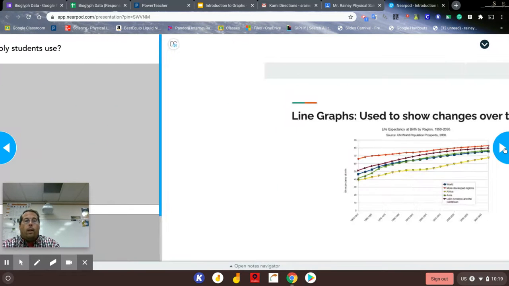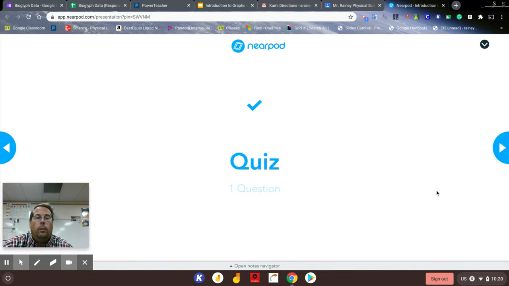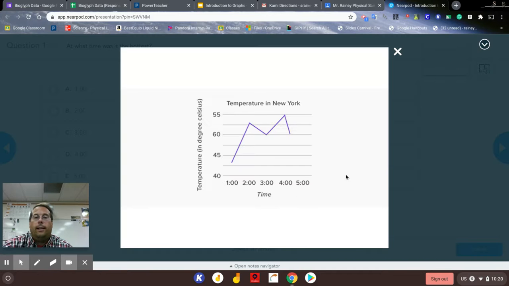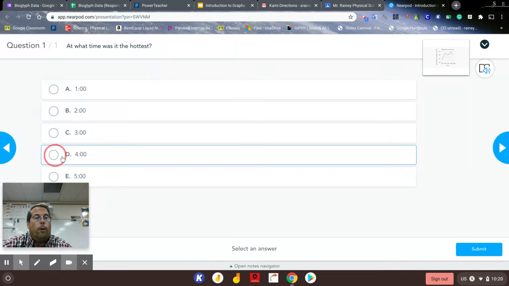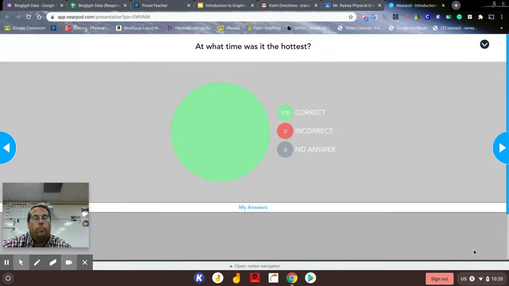I'm so smart. Then line graphs are used to show changes over time. Again, a line graph shows individual activities or one thing, but it shows its progression over time. The key is kind of like a timeline. And then it's going to ask you, at what time was it the hottest? So if I look at this and I look at my timeline, the hottest point was roughly around 4 o'clock, the highest point of my line graph. So I'm going to go ahead and mark 4 o'clock because that was my highest time.